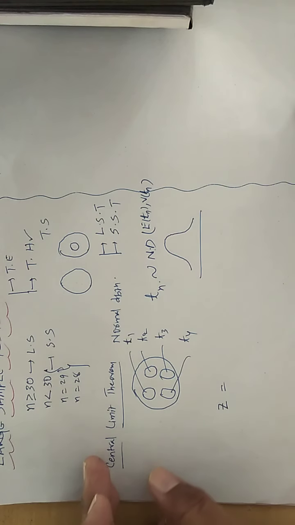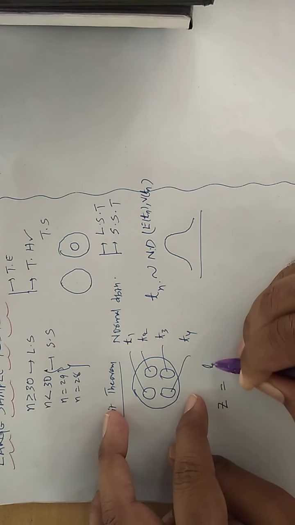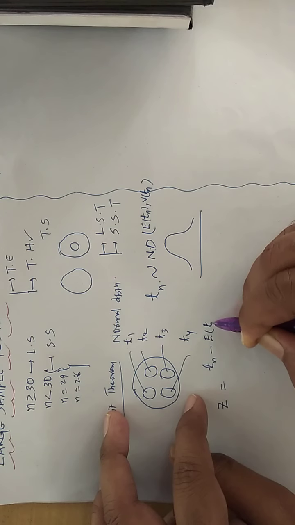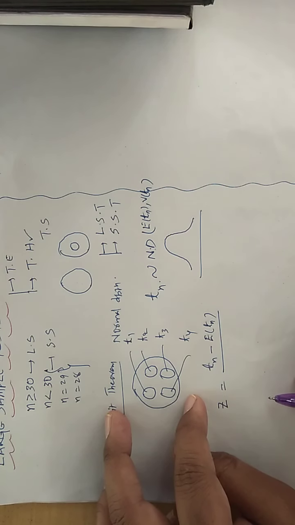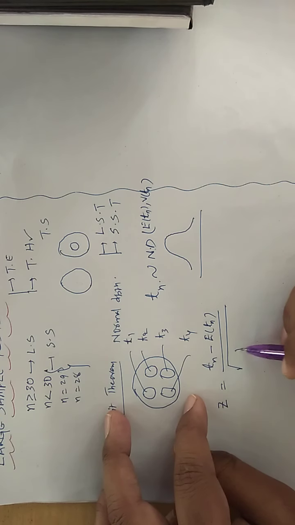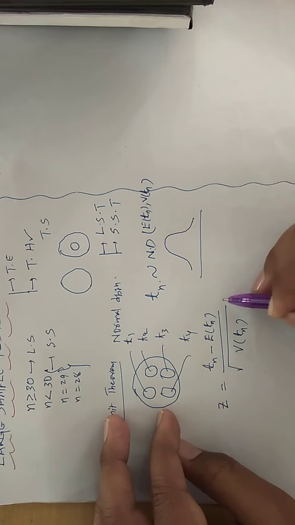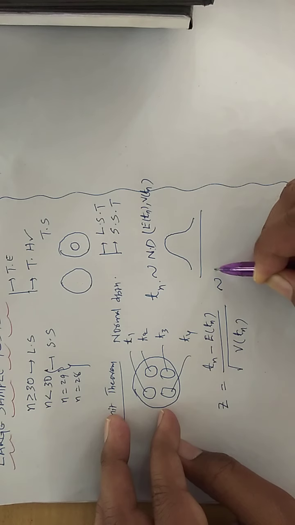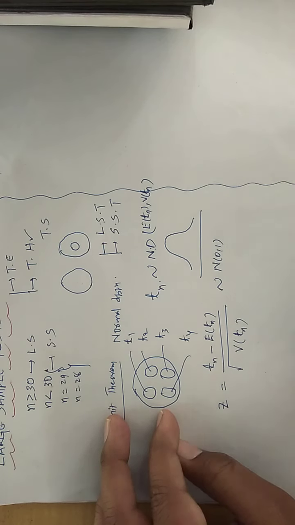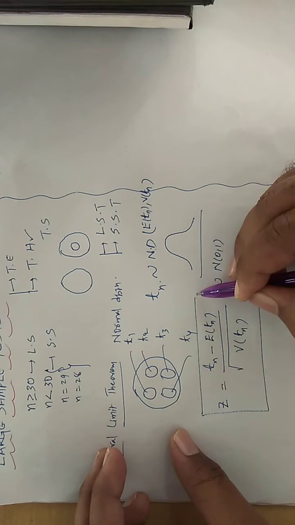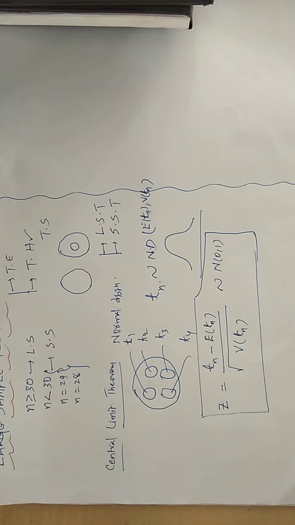Z is equal to the variable minus its mean. What is the mean here? Expected value of Tn, the whole divided by the standard deviation. How do you get the standard deviation? Square root of the variance. This is known as obeying the standard normal distribution property. This is called the basic principle under the large sample test.